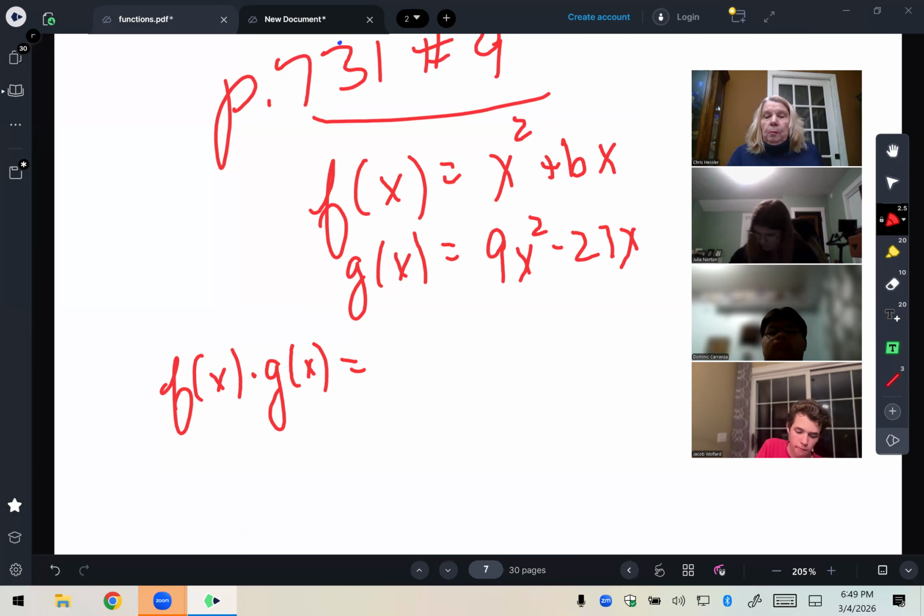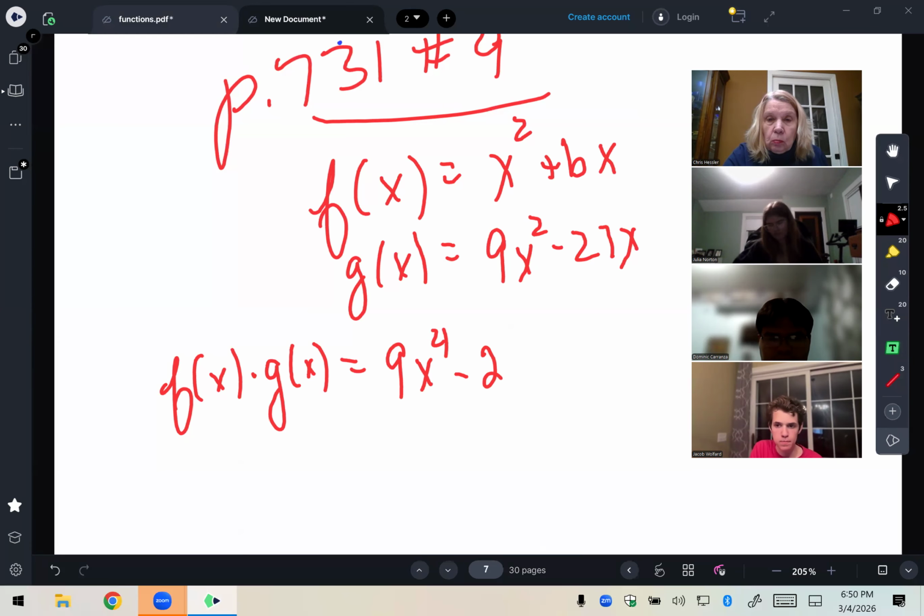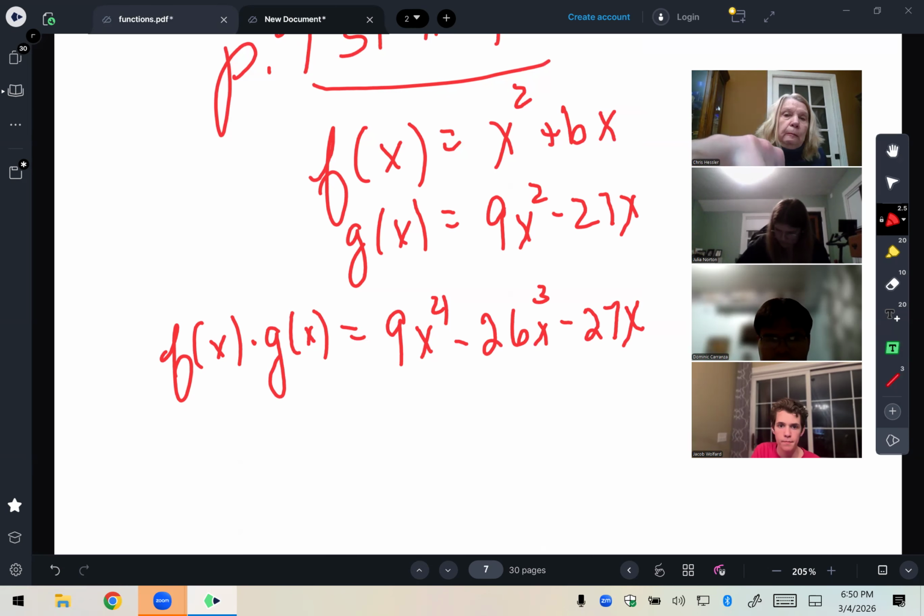So they tell us that f of x times g of x is 9x to the fourth minus 26x cubed minus 3x squared. The trick for this one is to realize that we only need to worry about the bx times the minus 27x. That's going to equal negative 3x squared. And you don't have to multiply these all by each other. It's like a waste of time. Let me explain that again. This times that is going to equal negative 3x squared.